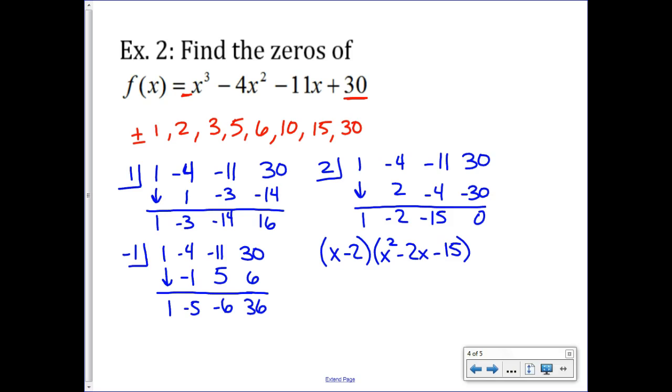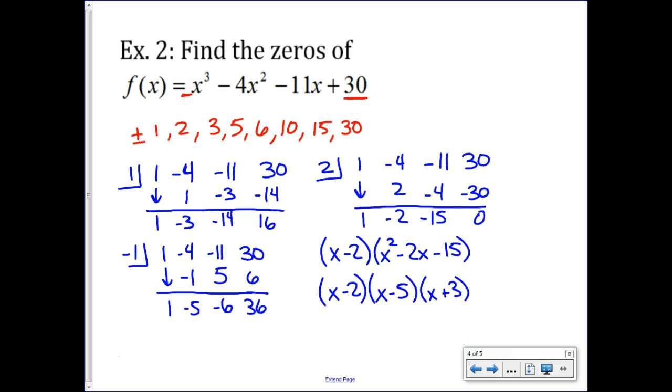Now, you can go ahead and use synthetic division again if you want to. But now that we're down to a quadratic, we could also try to factor this out. So two numbers that multiply to negative 15 that add up to negative 2 would be negative 5 and positive 3. So x minus 2, x minus 5, and x plus 3.